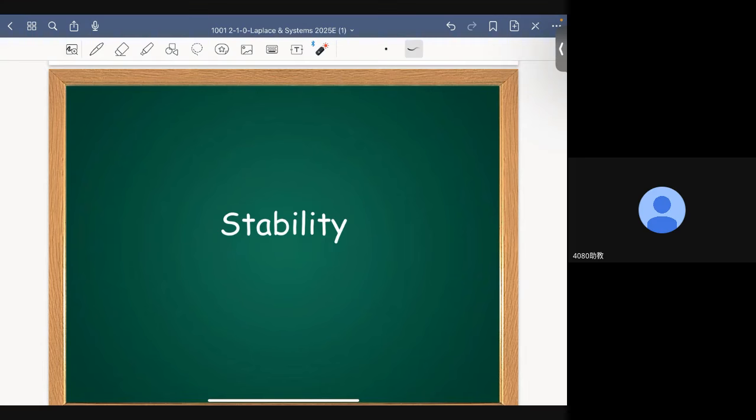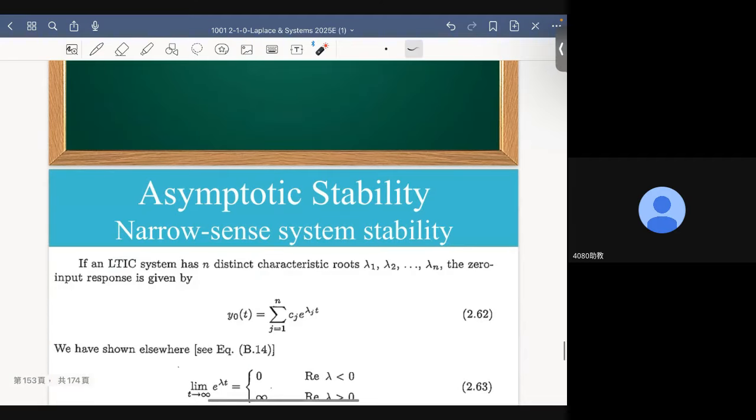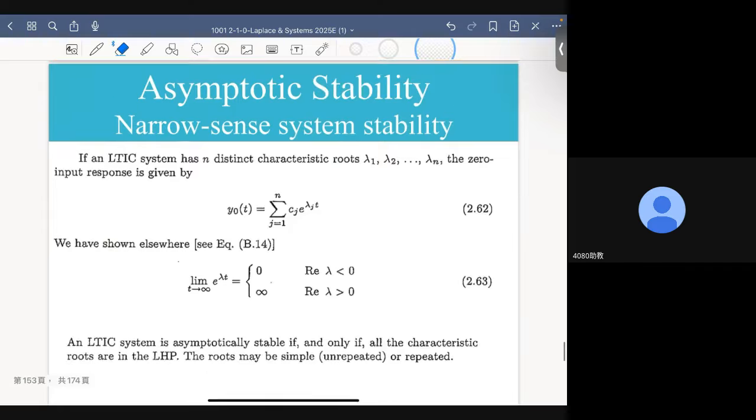One of the first things we need to know about the definition of stability is that stability, being a very well-understood concept, is actually not very well defined. There are many different types of definitions for stability, and we will only talk about two of the most popular definitions. The first is what we call asymptotic stability, and it's stability in the narrow sense.